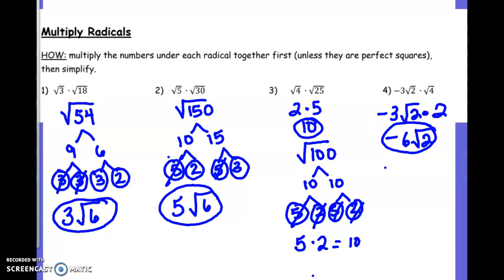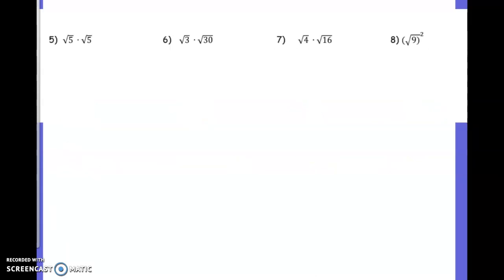Okay, at this point, why don't you go ahead and pause the video and try 5 through 12 and see how you do. The key is posted on the HyperDoc, the link, but you can pause the video here and then come back and I'll just write the answers down for you. So for number 5, you should have had 5 as your answer.